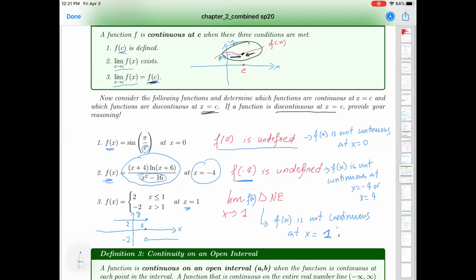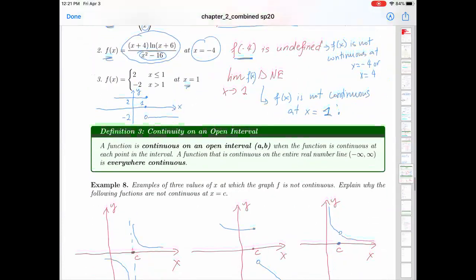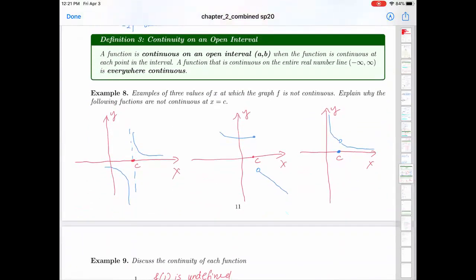All right, so this is the definition of continuity at a point. From continuity at a point, we can generalize to the definition of continuity on an open interval. A function is continuous on an open interval (a, b) when the function is continuous at each point in the interval. So it is continuous everywhere on the interval from a to b. A function that is continuous on the entire real number line is everywhere continuous, or continuous everywhere.